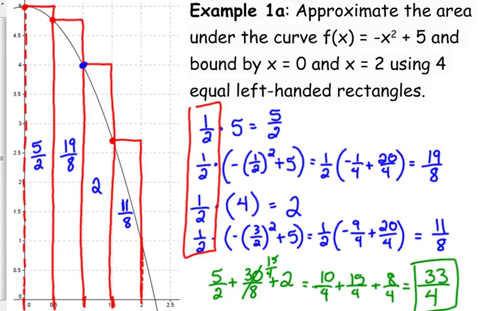Make the ranges smaller. What if we had more rectangles? Try and visualize that for a second. Instead of going from 0 to 1/2, what if we just went from 0 to 0.25 and then we picked up at 0.25? That would cut down on that excess there. So obviously we were told to use 4 left-handed rectangles, but you're right. If we make those intervals smaller, then you're going to get a better approximation.